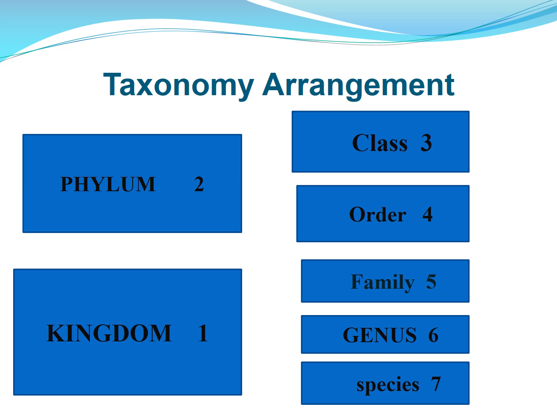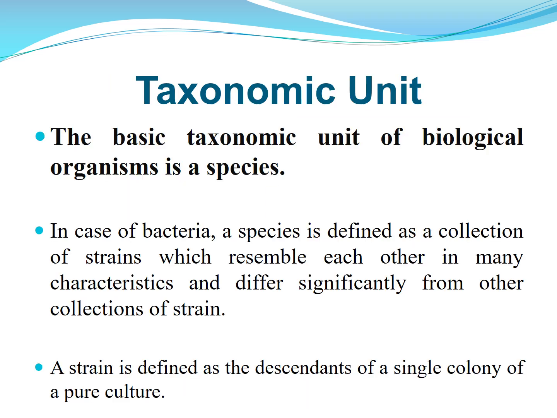The taxonomic arrangement: the first one is the kingdom, second is the phylum, third is class, fourth is order, fifth is family, sixth is genus, seventh is species. The genus is always written with a capital letter, the species always with a small letter. This is the indication of genus and species.